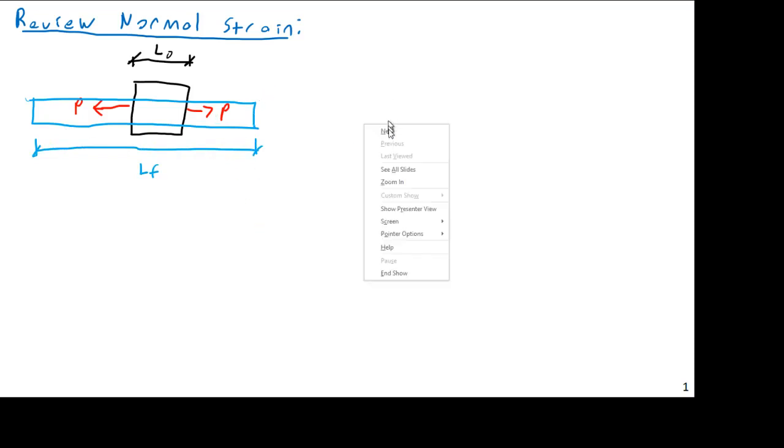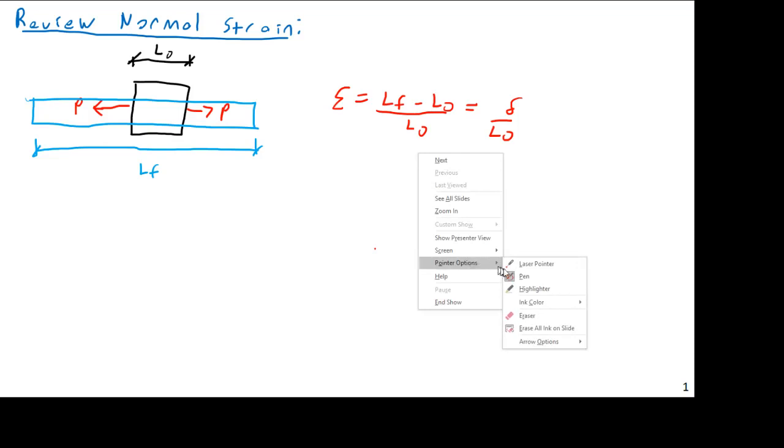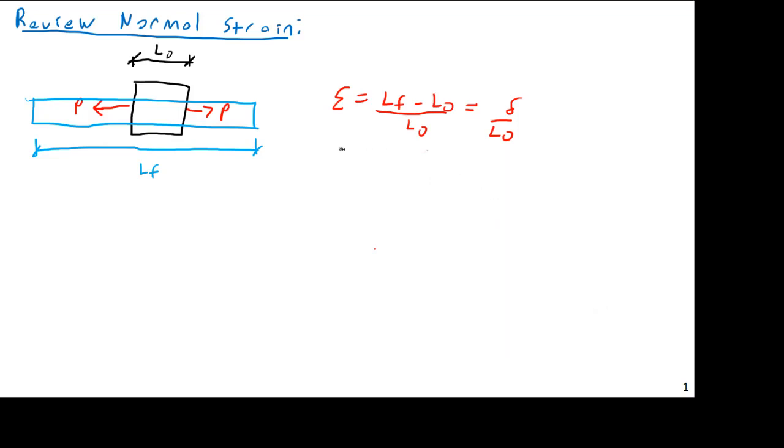The equations that we've seen previously are as follows. Strain equals L final minus L naught over L naught, and this simply equals delta over L naught. The units for this are effectively unitless, but you can think of it as inches per inch or millimeters per millimeter. Another thing to remember: elongation, which corresponds to tension, is positive, and shortening is negative.